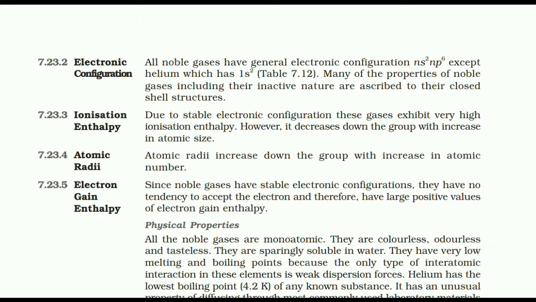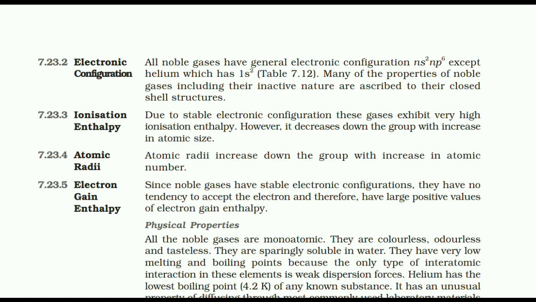7.23.2 Electronic configuration. All noble gases have general electronic configuration as ns2np6 except helium, which has 1s2. Many of the properties of noble gases, including their inactive nature, are ascribed to the closed shell structures.